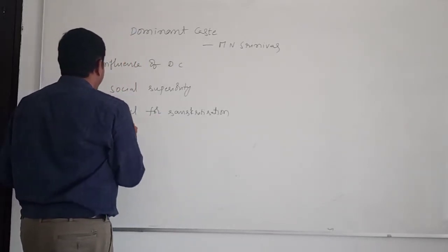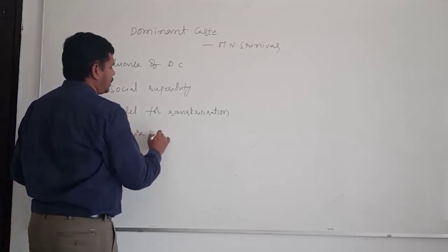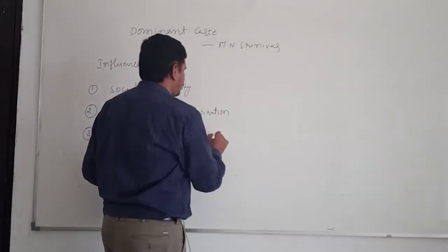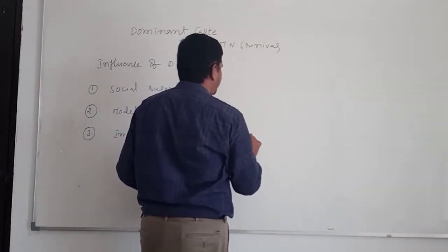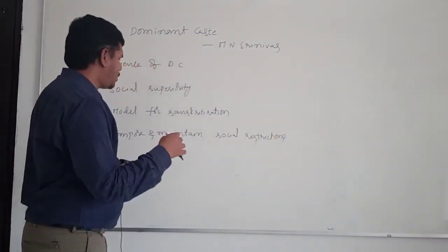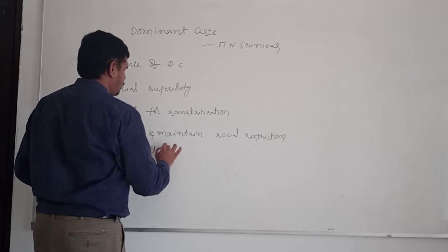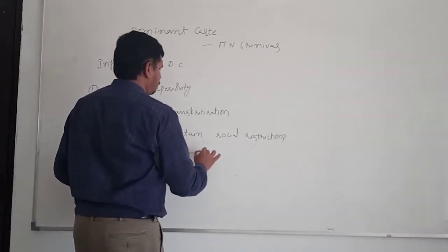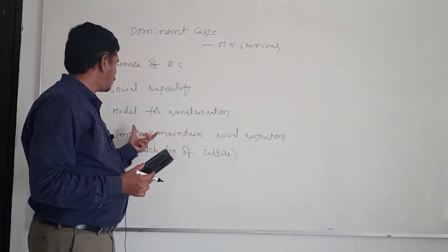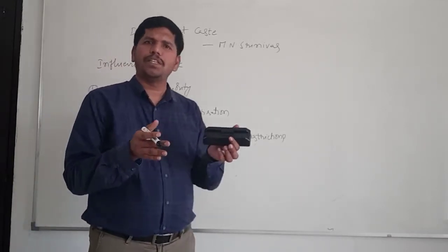Then the next one is, dominant caste can impose and maintain social restrictions. In some textbooks, it is mentioned like this: a dominant caste acts as a watchdog of culture. But I'll use this sentence: dominant caste can impose and maintain social restrictions. Here, the meaning of watchdog of culture is behavior.